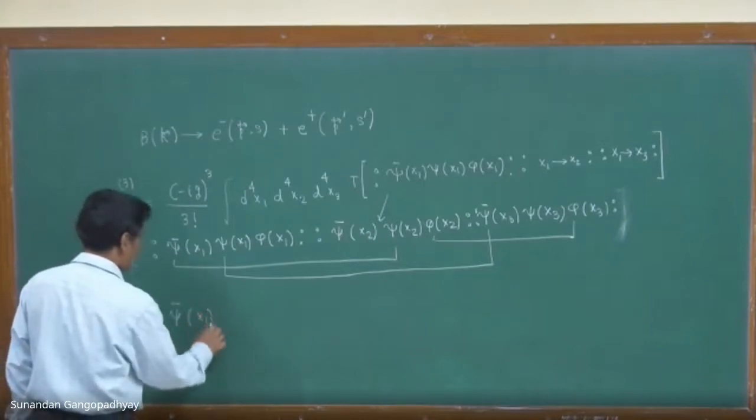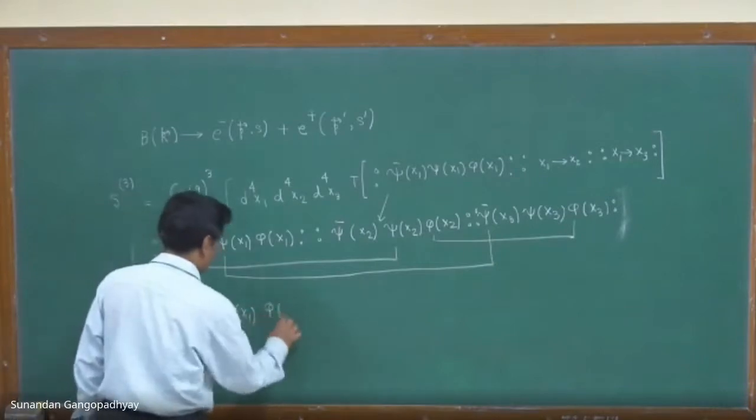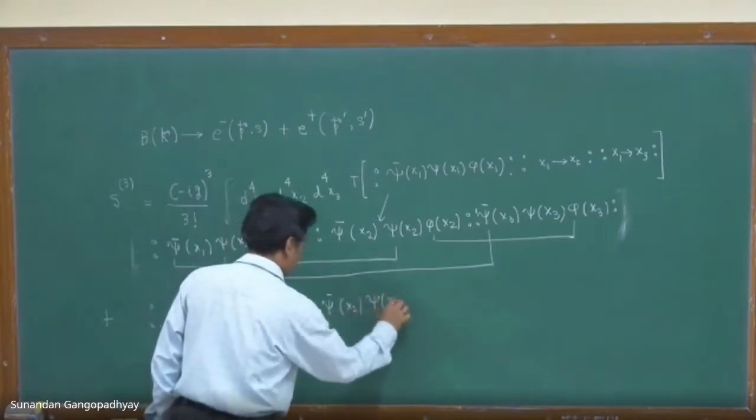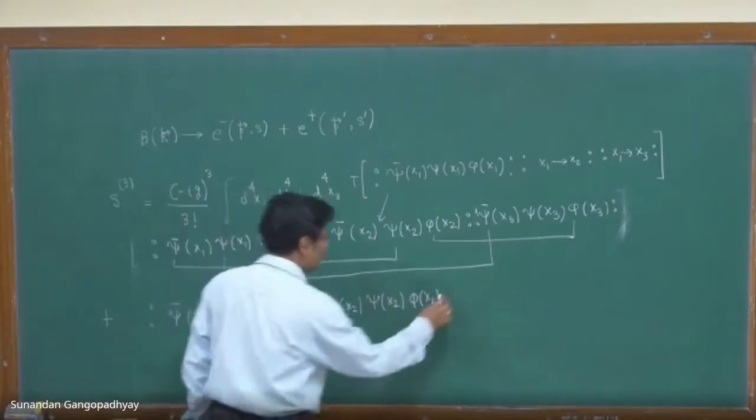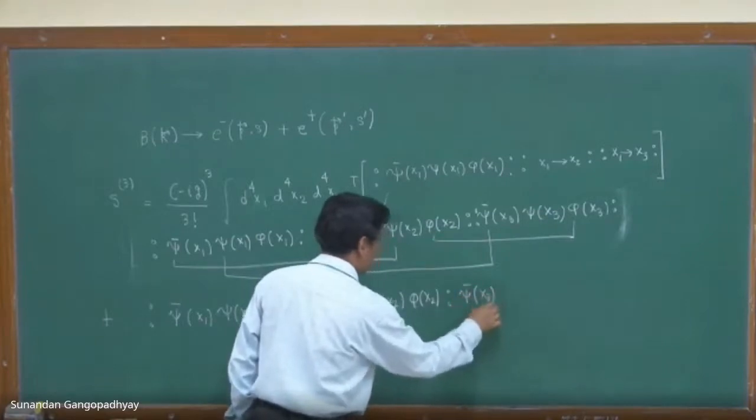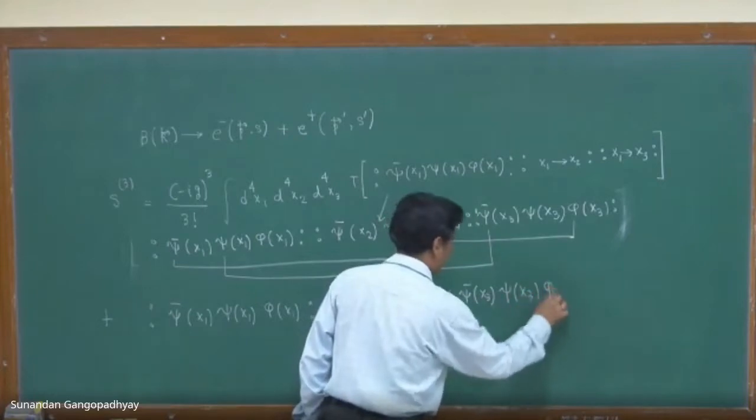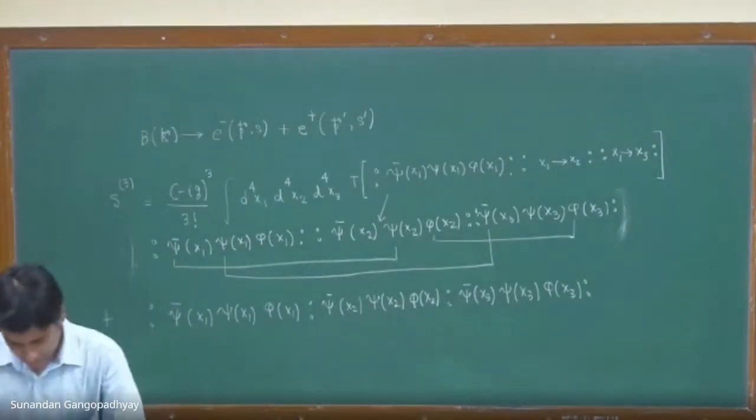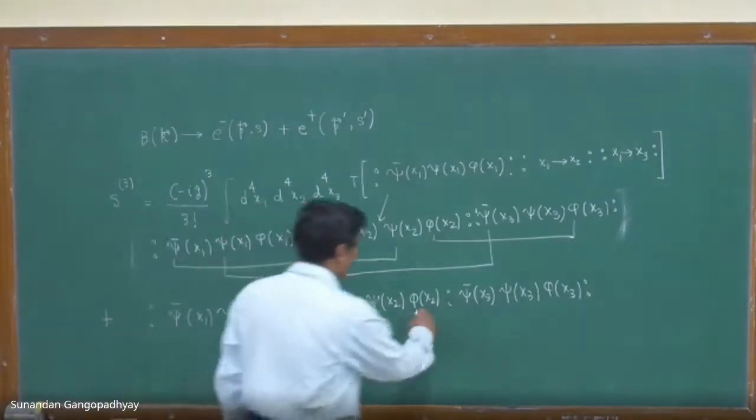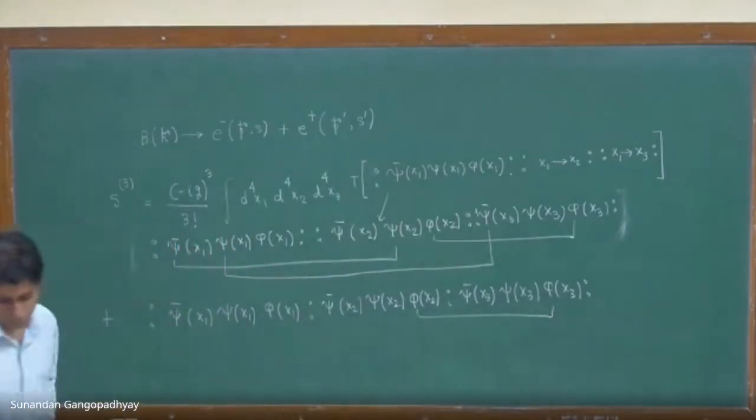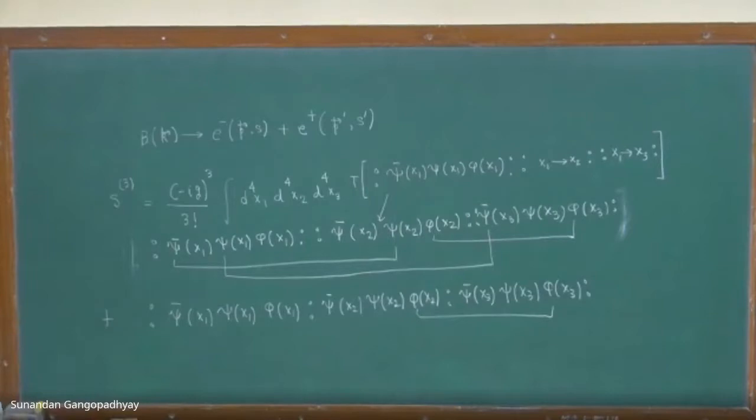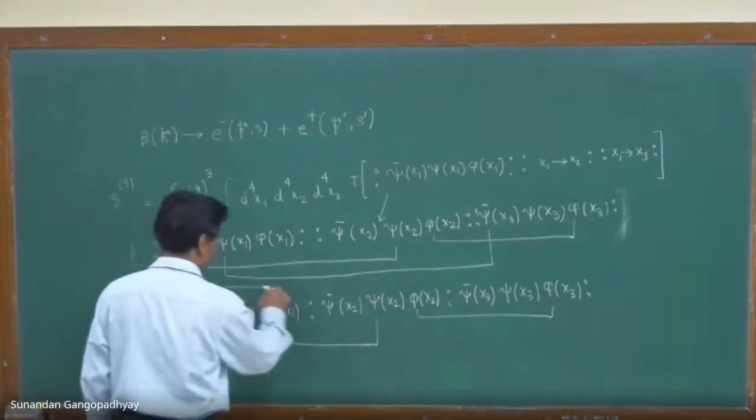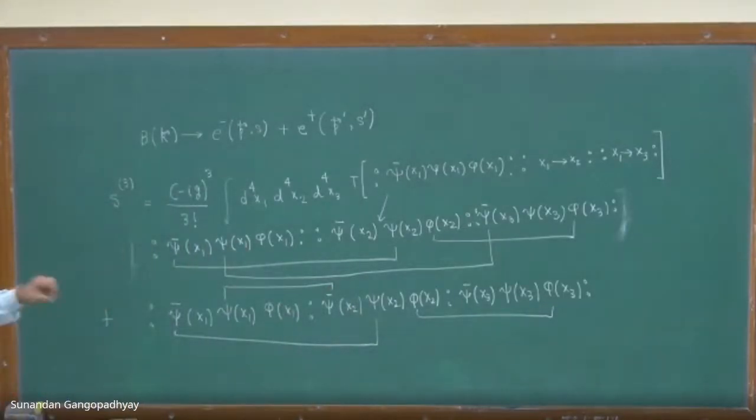Psi bar x1, psi x1. This is what we have. And here I will contract phi x2 with phi x3, a contraction. The other two contractions are this. There are other terms also, but for the time being let us focus on these two terms.